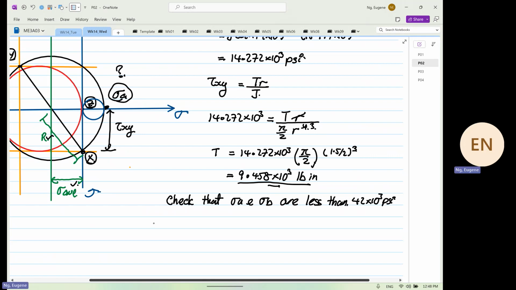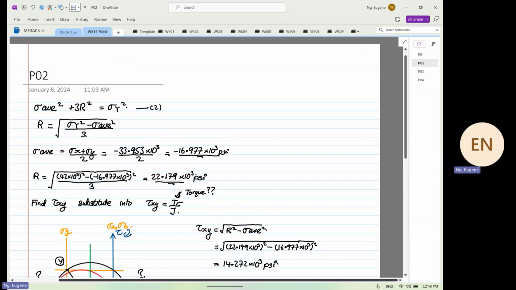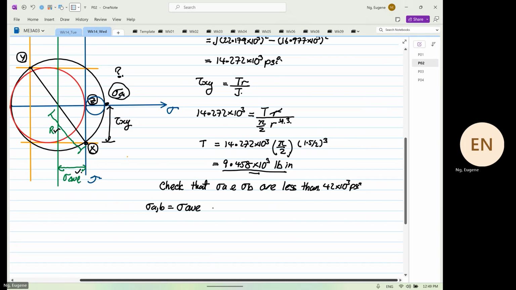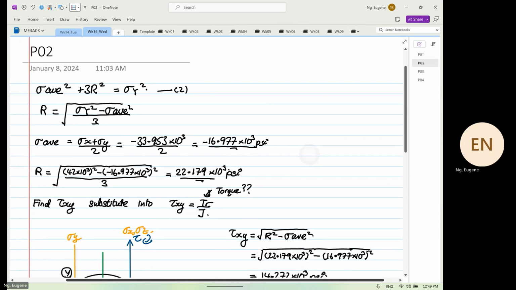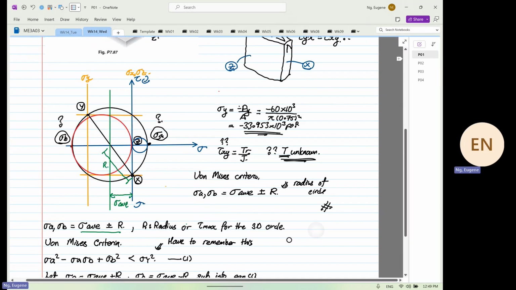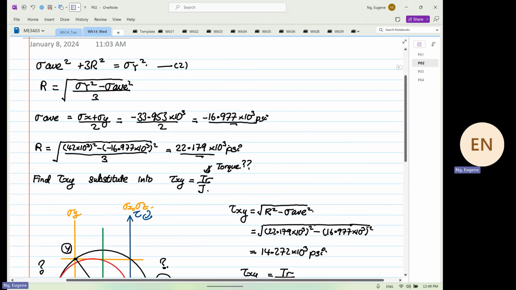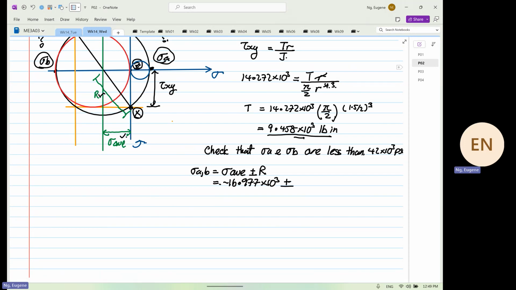So stress A and stress B will be equal to what? Stress average plus or minus the radius, yes or no? So it's stress average plus minus R. The stress average, which we calculated earlier, is minus 16.977 times 10 to the power 3, plus or minus the radius.